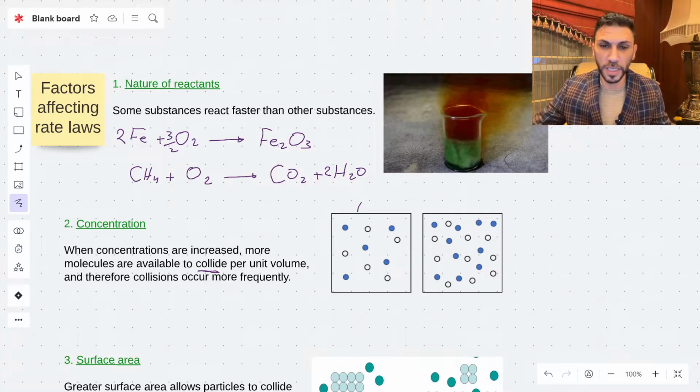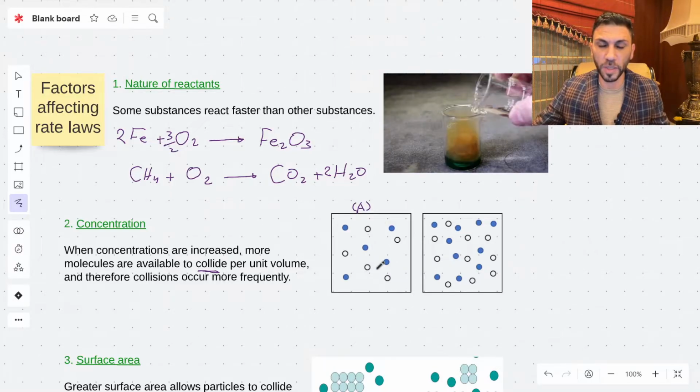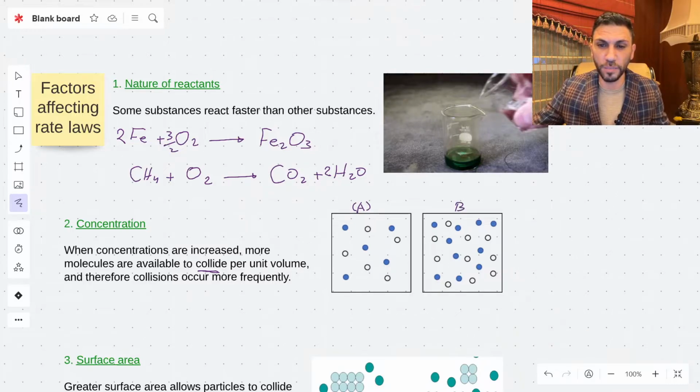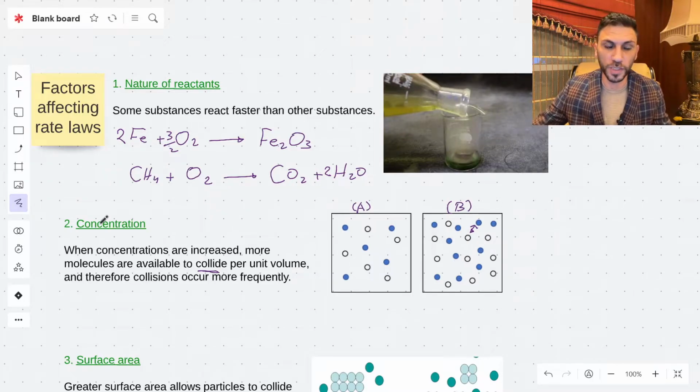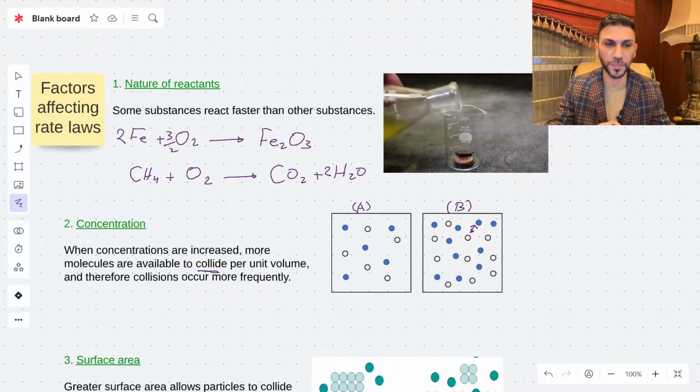For example, here we have reaction A, and we have only 5 particles of the blue reactant and 5 particles of the white reactant. Of course, those particles will collide, but they will collide less frequently than in reaction B, when we increase the concentration of the blue and the white reactants, because now they are colliding more frequently. So increasing the concentration increases the reaction rate.